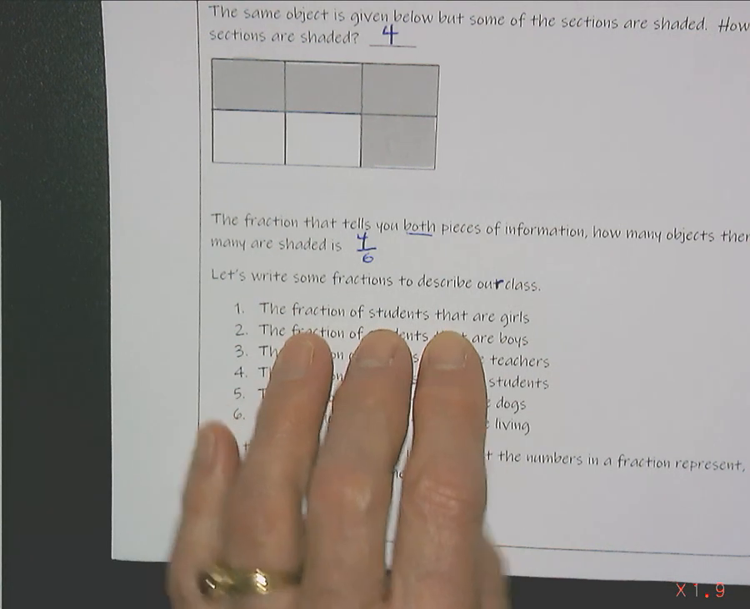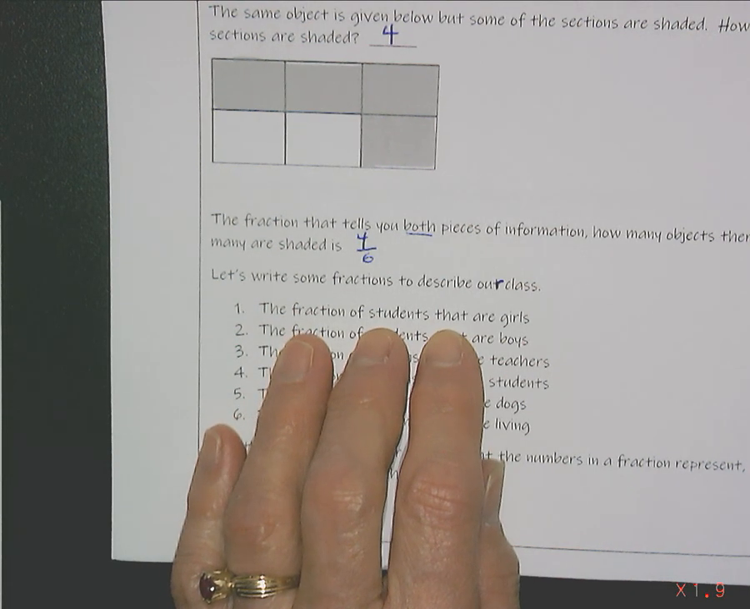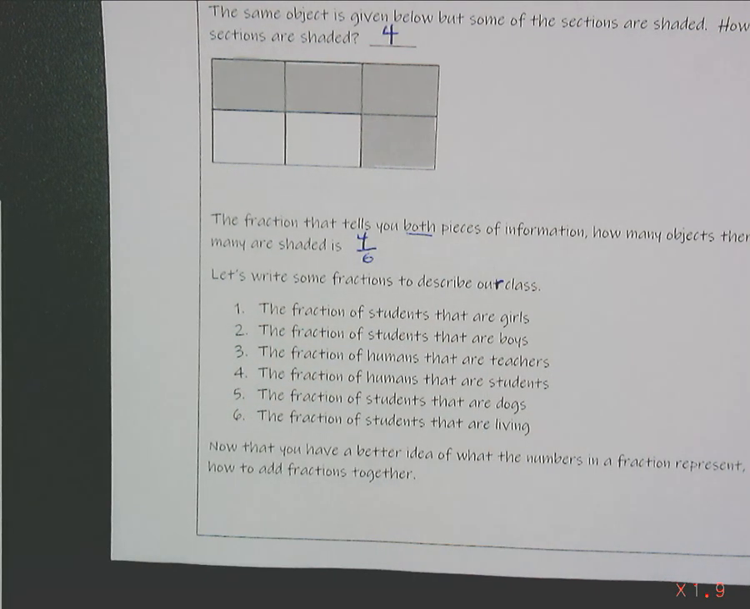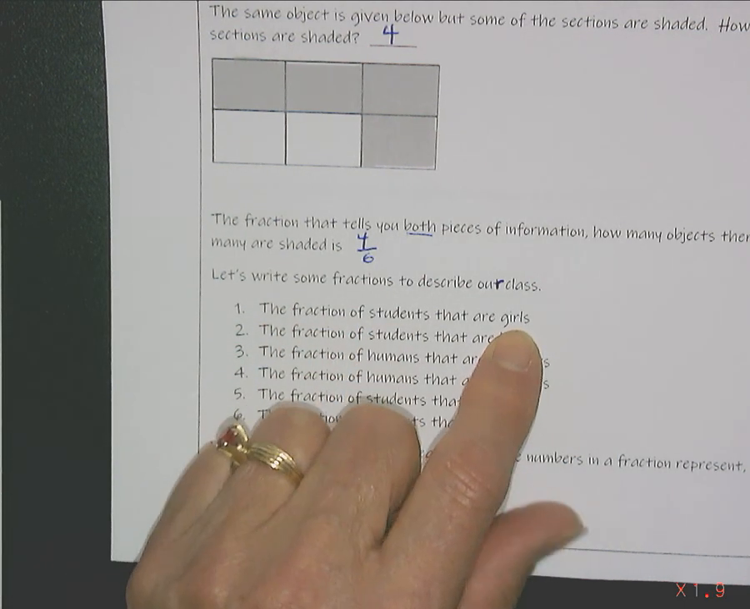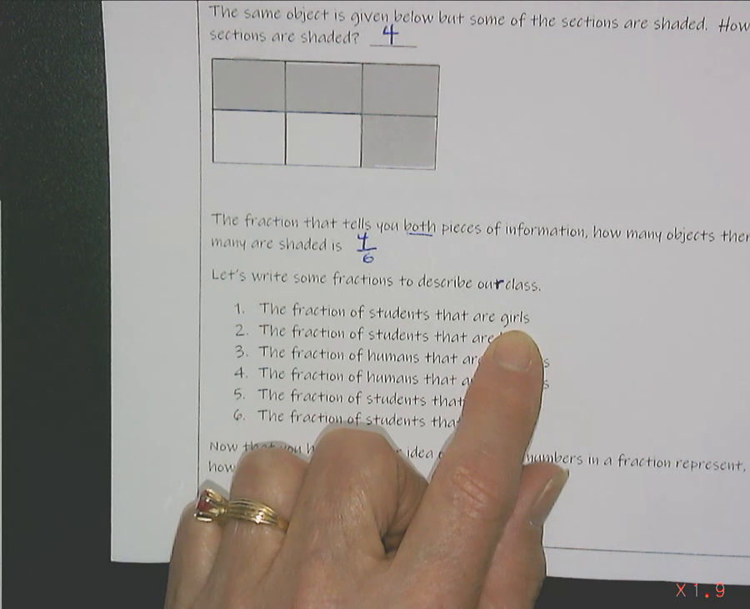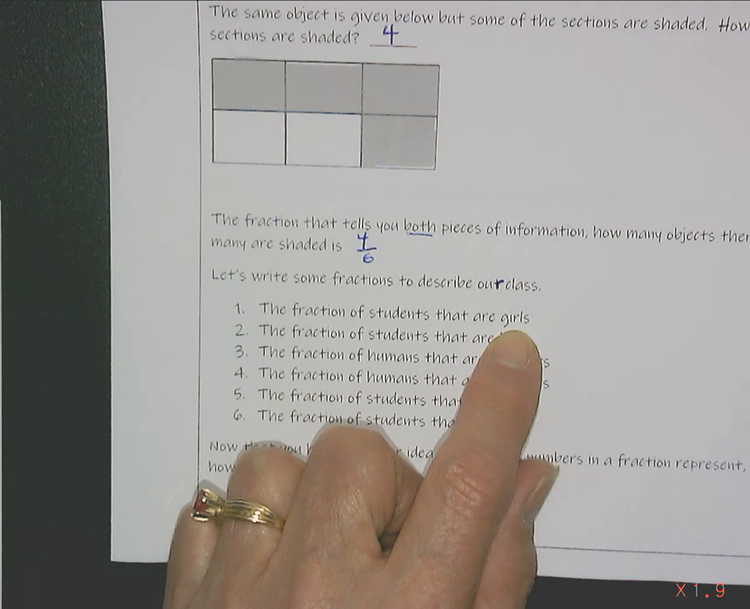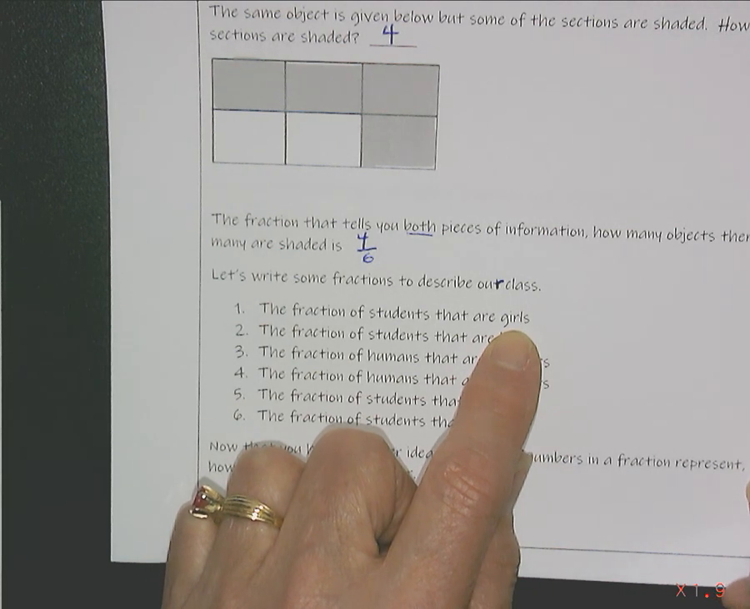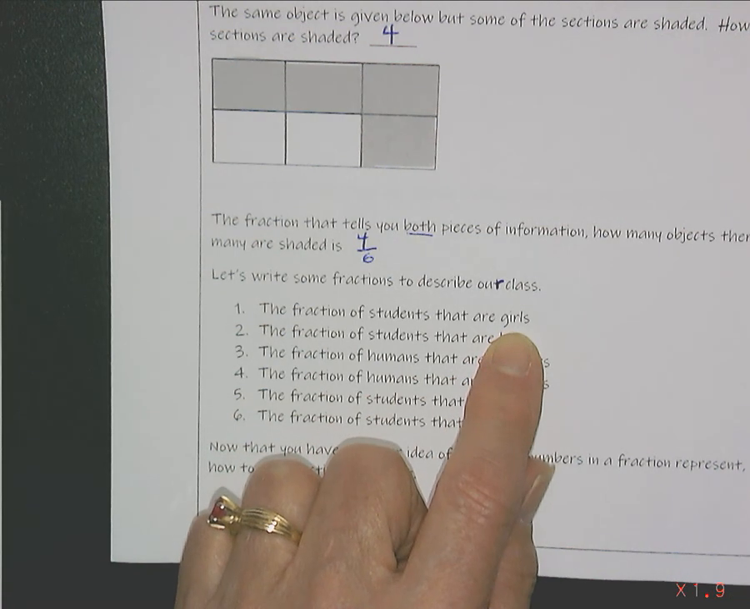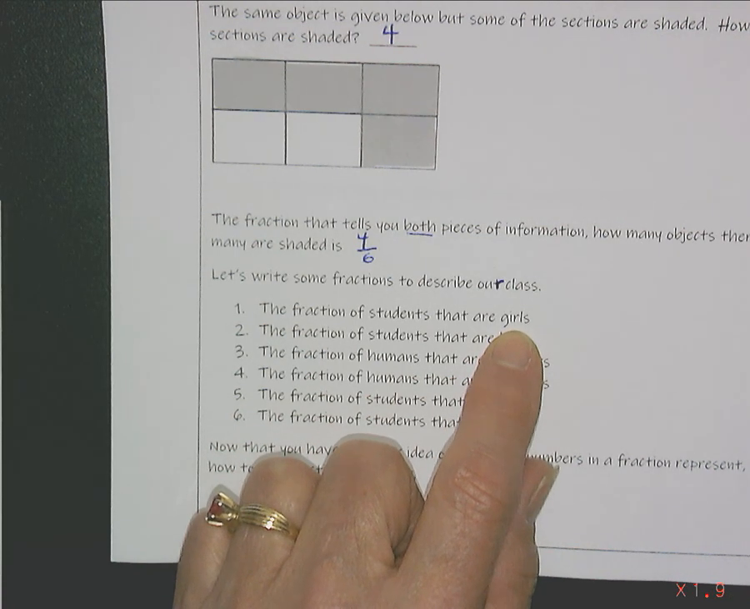Now let's pretend John's here, okay? Let's pretend John is here. Hey, John. The fraction of students that are girls. Now you're all writing in pencil. I want you to write the fraction first. And if it's wrong, we'll just put an X over it and we'll fix it. Right now, the only way you're going to completely miss this is if you don't put an answer. So I want to see an answer on your paper. Number 1, the fraction of students that are girls.